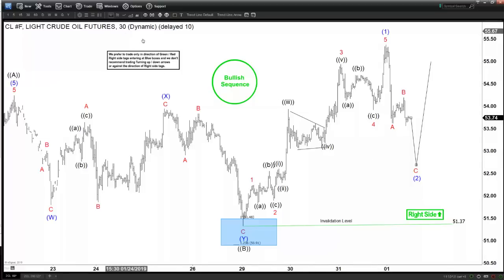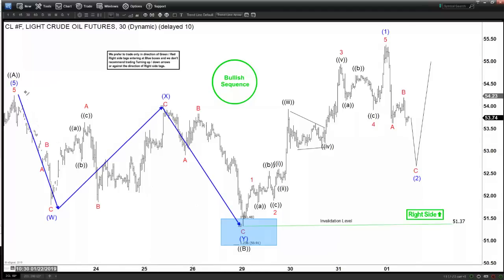Now this is a 30-minute chart, so it's a short-term chart. We can see over here that this rally to $54 on January 21st ended with A, and then this pullback here to $51.37 ended with B. Now you can see the internal of this pullback is clearly in 3 swings, 1, 2, 3, right? We call it WXY.